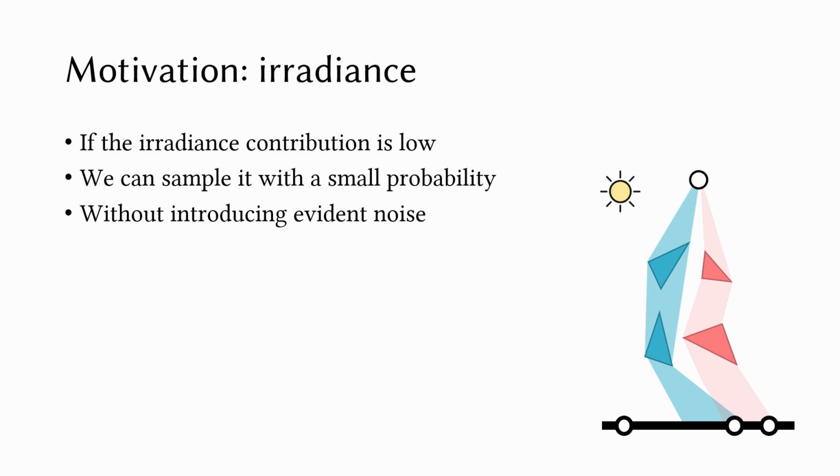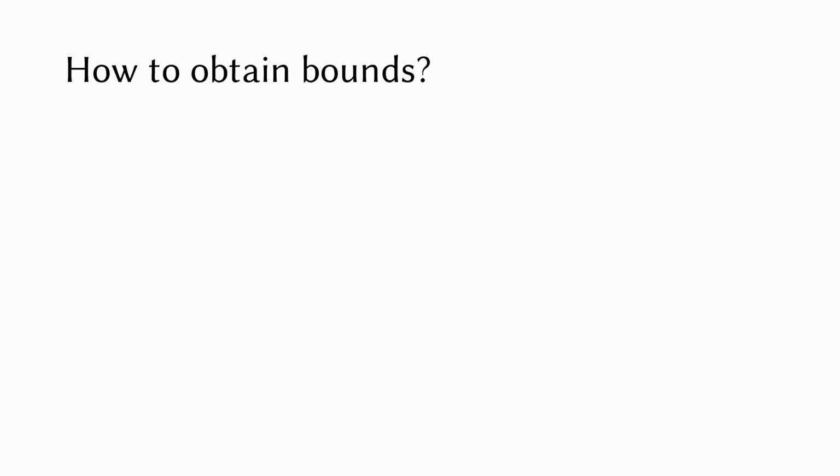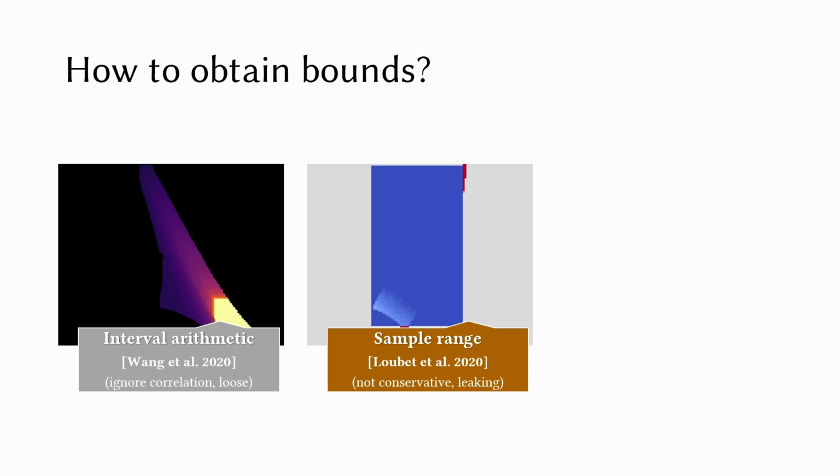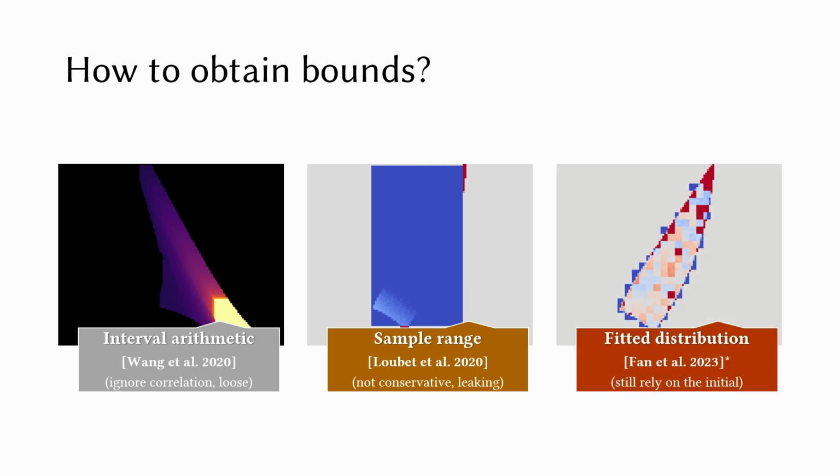Indeed, this spirit emerged in previous works. However, something like interval arithmetic ignores correlation between variables. Therefore, they produce very loose bounds. While methods based on point sampling are usually generic, they are not conservative and they still rely on the initial distribution, so they suffer from some outlier cases.